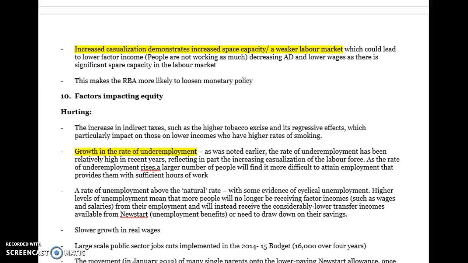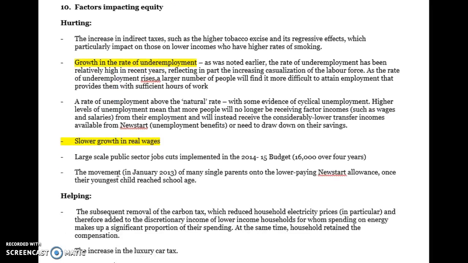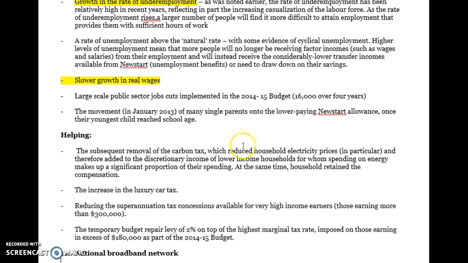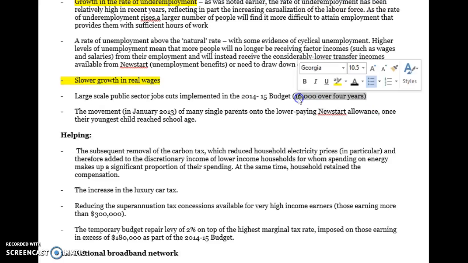More people being forced into casual work, and therefore that's leading to them having lower factor incomes, and therefore finding it hard to achieve a dignified standard of living as well. Lower growth in real wages is another one, because a lot of these low-income earners aren't experiencing increases in wages that are strong enough. There's also been a lot of jobs cut in the public sector, over 16,000 in the last 4 years. In terms of helping equity, you've got things like removing the carbon tax, the superannuation tax concessions, and so on and so forth.